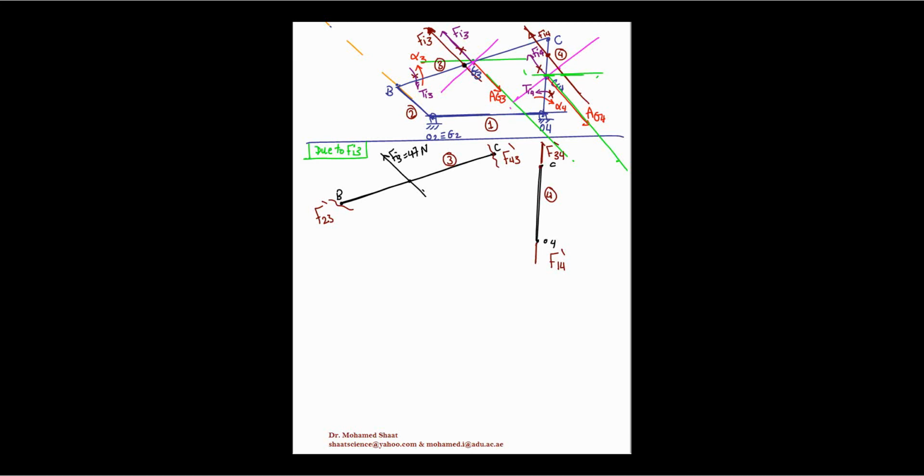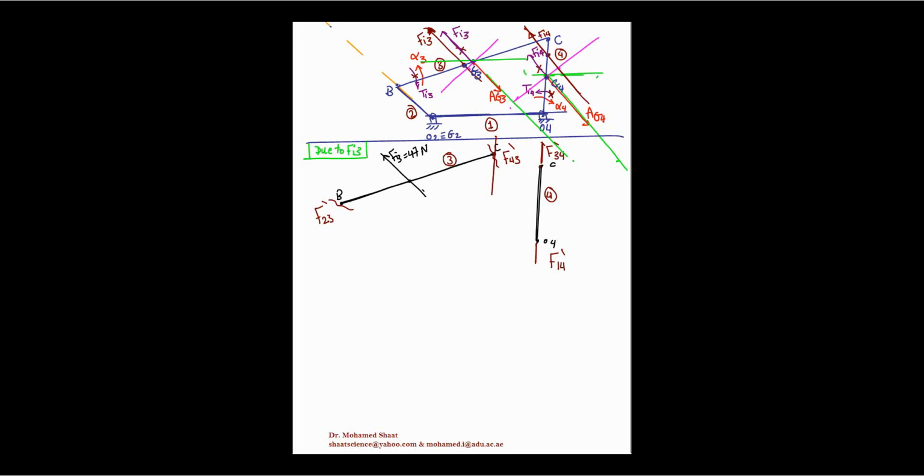It means that the direction is given. Since this F_R3 should be parallel to the F43, the direction of this force is given. So simply we can draw from this point C a force going in this direction. This line is going to give us the direction of the force F43. It means that its direction is already given.